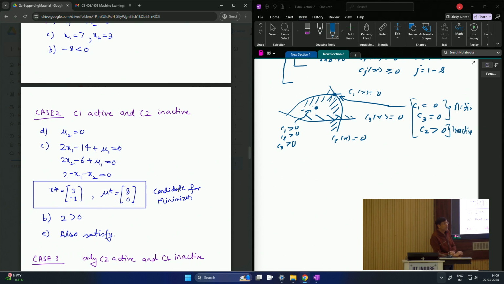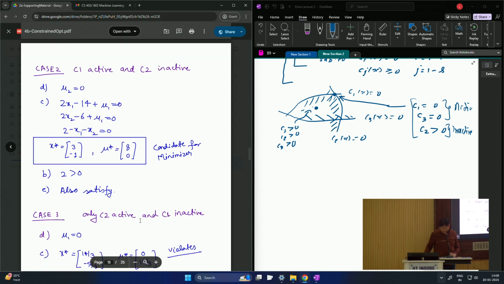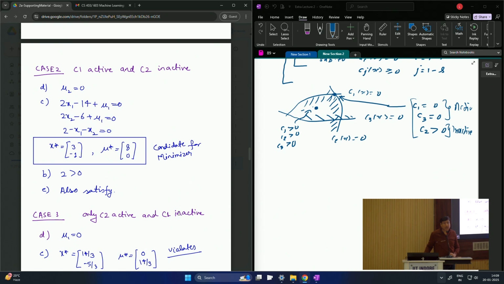Everybody with me? Now do the next one. I wanted to show you. You do this one. Only C1 is active and C2 is inactive. Now we're switching sides. Can you work it out and tell me, do you get a candidate for minimizer or you don't?